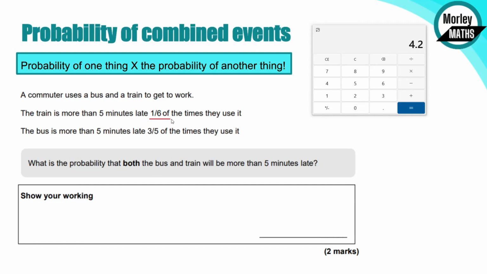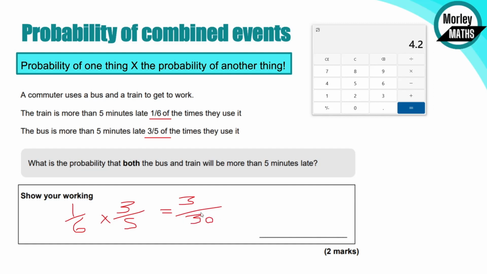So again, we've got the probability of one thing, the probability of another. What's the probability that they both happen? We're just multiplying them together. So exactly the same method as we had before, apart from this time we are dealing with fractions. To multiply fractions together, you just got to multiply your numbers together. So 1 times 3 equals 3. 6 times 5 is 30.